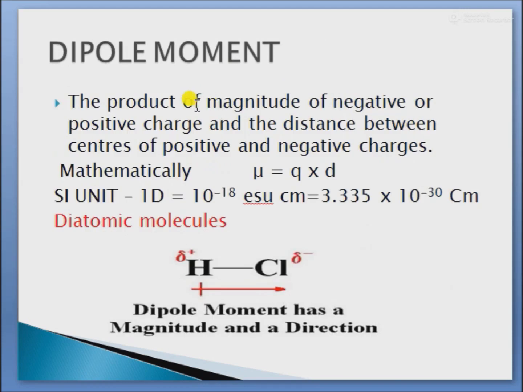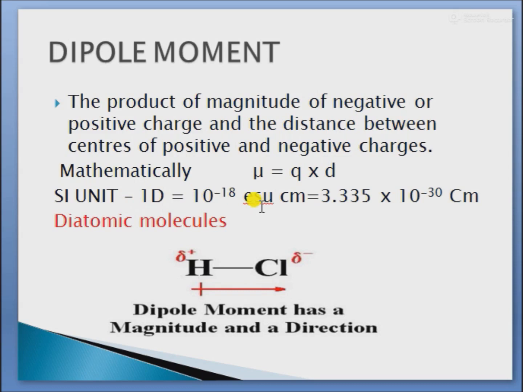Next is dipole moment. Dipole moment is the product of magnitude of negative or positive charge and the distance between the centers of positive and negative charge. Mathematically, mu is the dipole moment, which is equal to q into d, where q is the negative or positive charge and d is the distance between the centers of positive and negative charges. It is expressed in debye. Unit debye. 1 debye is equal to 10 to the minus 18 ESU.